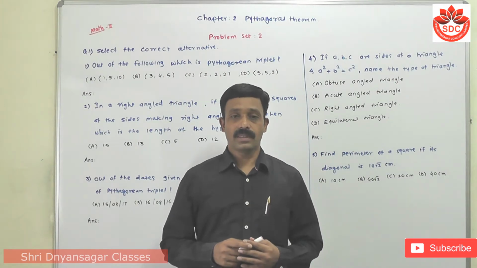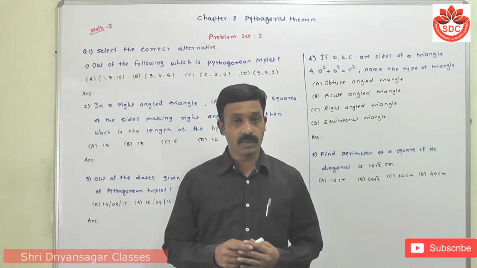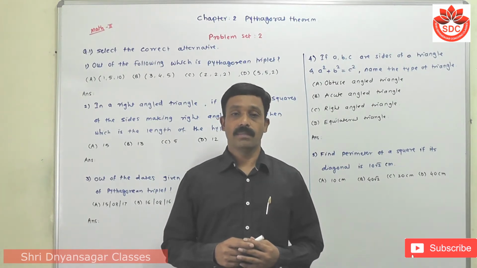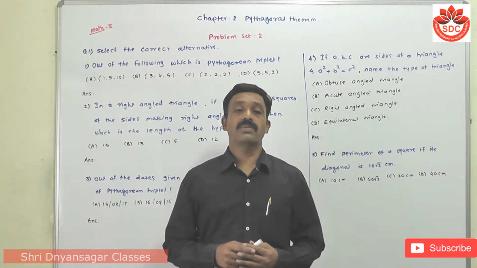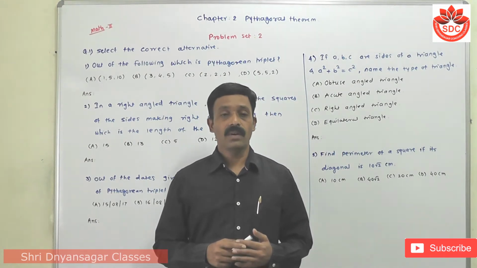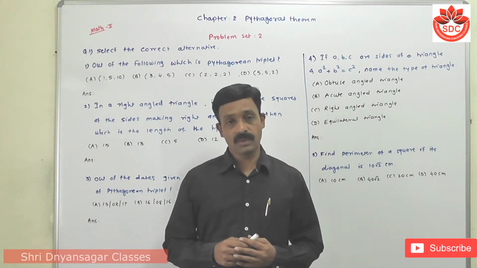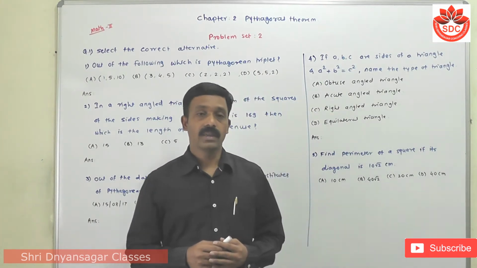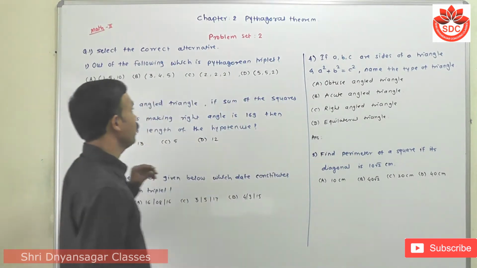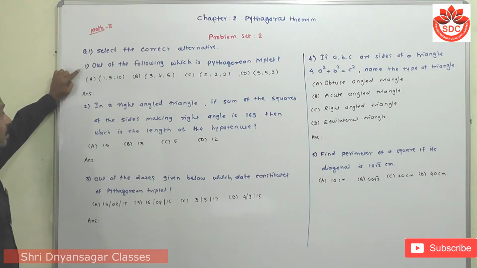Students, today we discuss the problem set of Mathematics Part 2, second chapter, Pythagoras theorem. Now the first question is an MCQ, which means choose the correct alternative. I have taken only 5 MCQs here; the remaining 3 MCQs you have to solve at home. Okay, let's see the first question. Select the correct alternative.